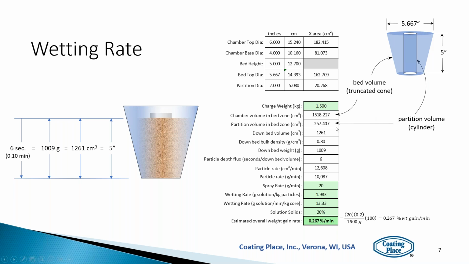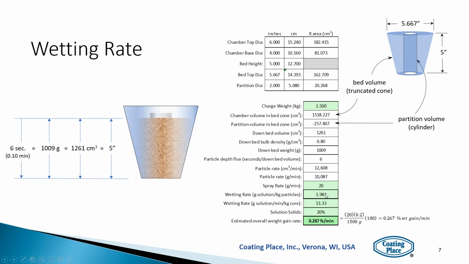The partition volume in that region comes out to about 257, so you end up with a downbed volume of 1,261 milliliters. The bulk density is around 0.8 for these beads, then the downbed weight is about a kilo of material. And a kilo of material then travels through the spray zone about every 6 seconds. So from that, we can get a particle rate of roughly 12.6 liters per minute. And by weight, it's about 10.1 kilograms per minute.